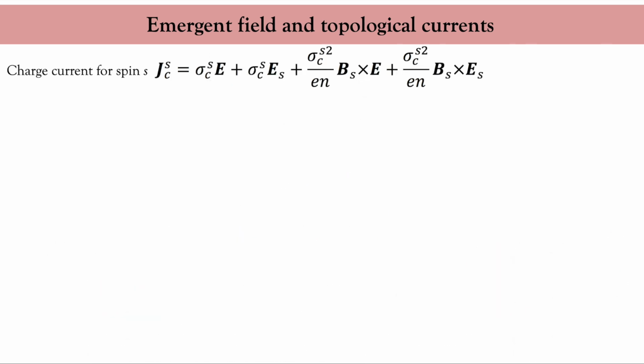Imagine I have a magnetic texture that changes over time, and I apply an external electric field that generates a spin-polarized current. I can write the current for spin s in the local frame in the following way. The first term is the drift due to the electric field, and the second term is a drift due to the emergent spin-dependent electric field that comes from the moving magnetic textures. This emergent electric field is usually called the spin motive force. In addition, due to the emergent spin-dependent magnetic field, I should have an emergent Lorentz force that is driven by the external electric field.